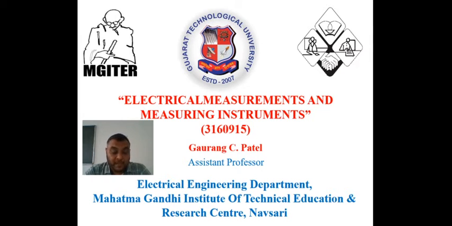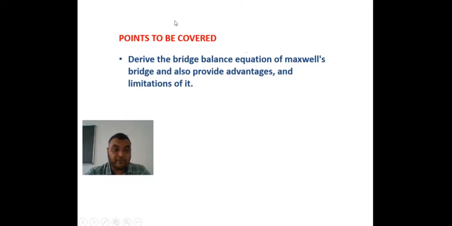So today we are going to discuss a topic from chapter number 4, that is, derive the bridge balance equation of Maxwell's bridge and also provide its advantages and limitations. So students, in this lecture we will see how we can measure the unknown inductance through the Maxwell's bridge, we will also discuss how to plot the phasor diagram to find the unknown inductance, and we will derive the equations for the Maxwell's bridge and see how to balance this bridge.